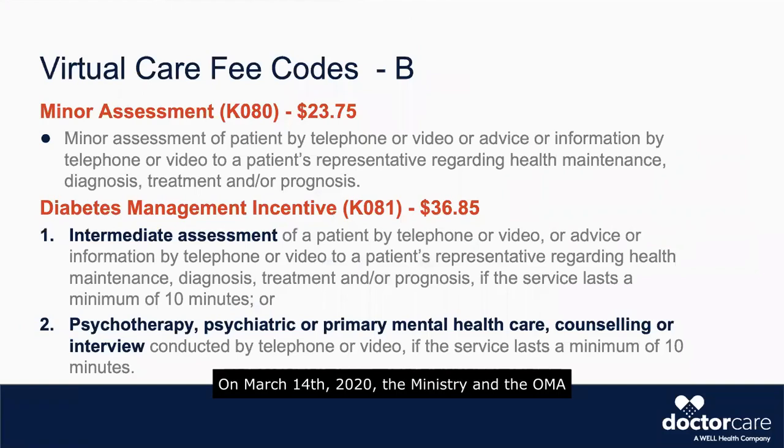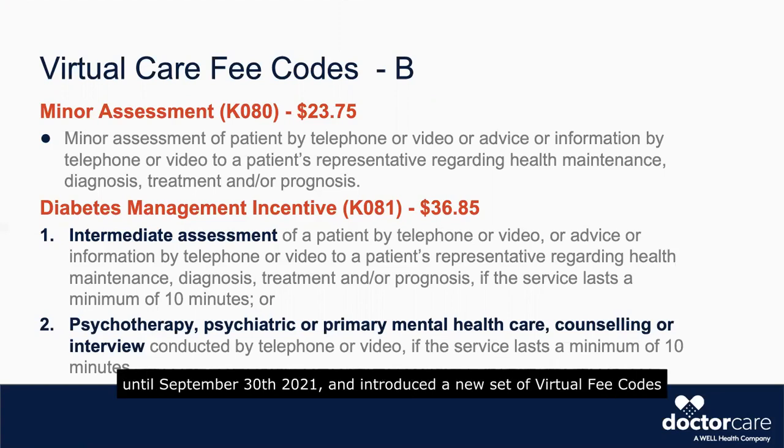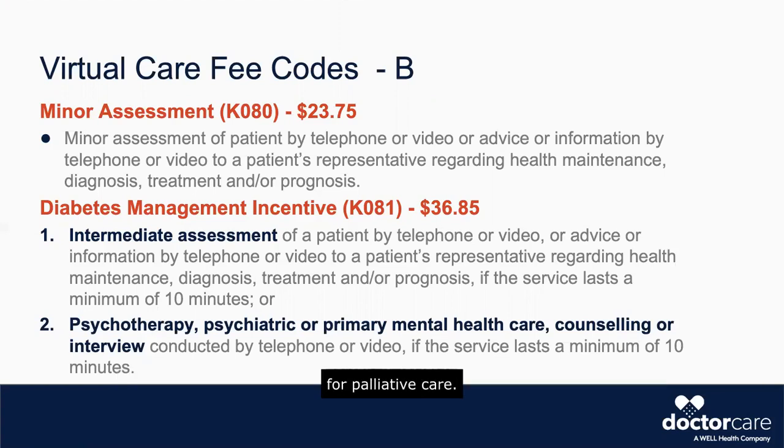On March 14th, 2020, the ministry and the OMA created 4 temporary OHIP billing codes in the schedule of benefits to facilitate telemedicine and virtual care. While these fee codes are not limited to COVID-19 screening or COVID-19 patients, they have been put into place in an effort to reduce the risk of disease spread by keeping people at home and out of doctors' offices. On April 4, 2021, the ministry announced an extension on the 4 primary virtual care codes until September 30th, 2021, and introduced a new set of virtual fee codes for palliative care.